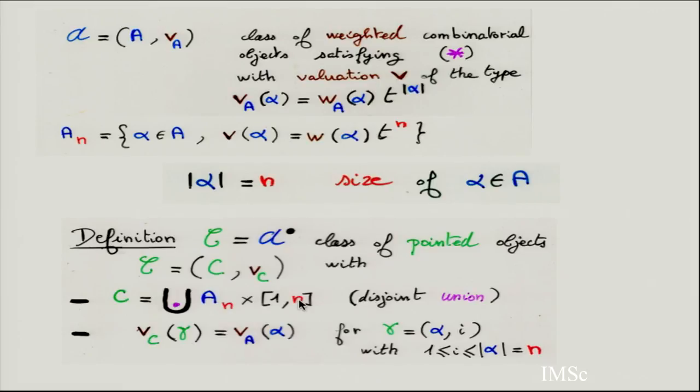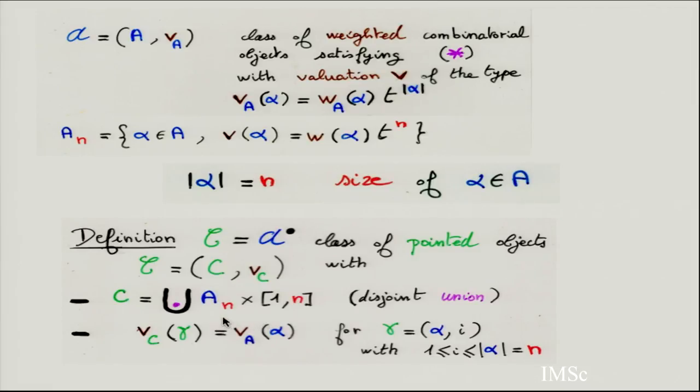Which means the object of the pointed class is just, you take an object in A, in the first class. This object has a weight like this, so it gives you an n. And then you take any integer between 1 and n. So in the case your object has exactly n points, the size is the number of points. Pointing means you are going to specify one of the points, one of the vertices. But we are doing it in an abstract way, to define in a very general way what is a combinatorial object and what is a pointed combinatorial object.